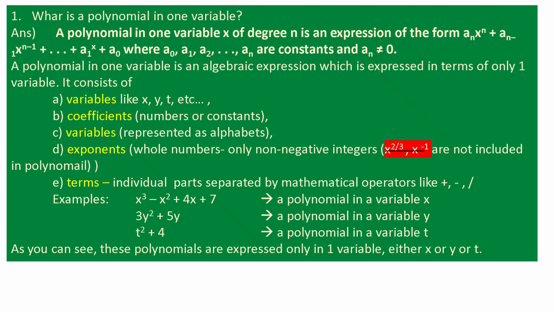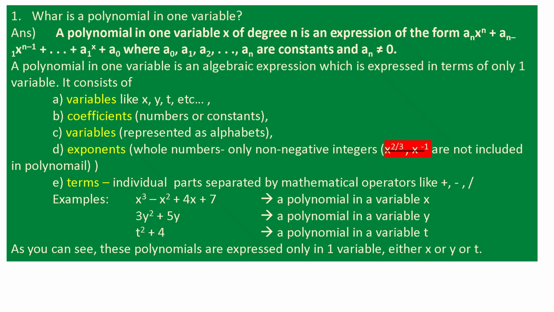Exponents, whole numbers. The exponents in a polynomial can only be whole numbers, that is, only non-negative integers. Say for example, x to the power of 2 by 3 or x to the power of minus 1 are not included in a polynomial. If you find any such variable in a polynomial, we say it is not a polynomial. Why? The exponent, that is the power raised to x, should always be a whole number, a non-negative integer.